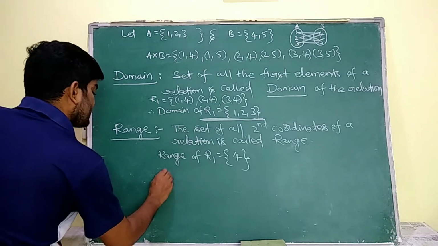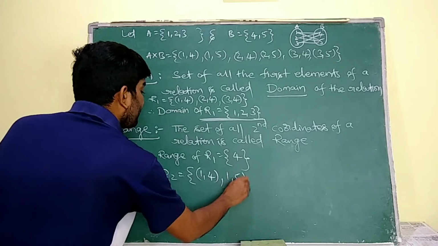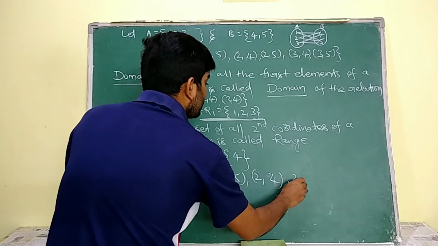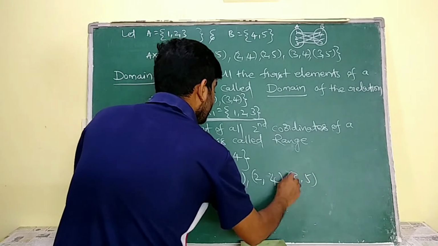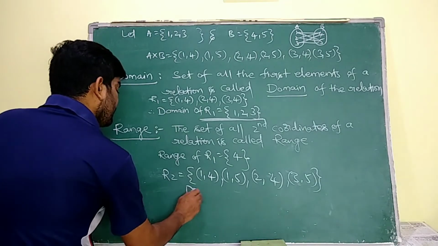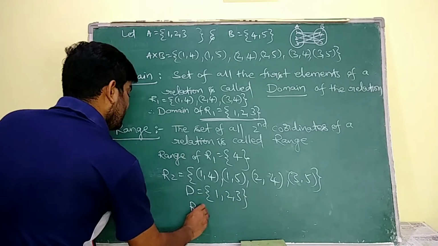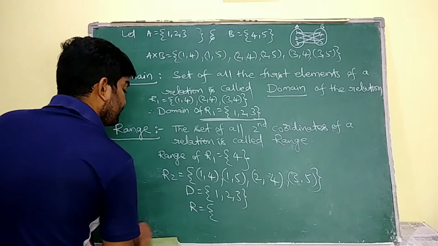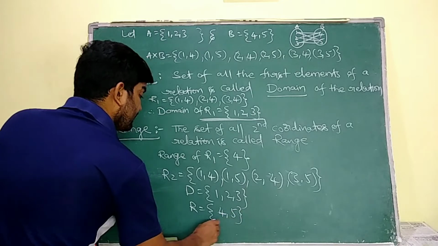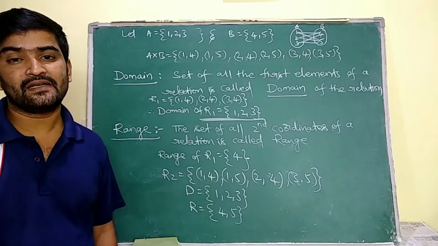I am going to take one more relation. Let R2 = {(1,4), (1,5), (2,4), (3,5)}. In this relation, tell me the domain. Domain D = {1, 2, 3}. If I write the range as R, then R = {4, 5}. So this is a relation.